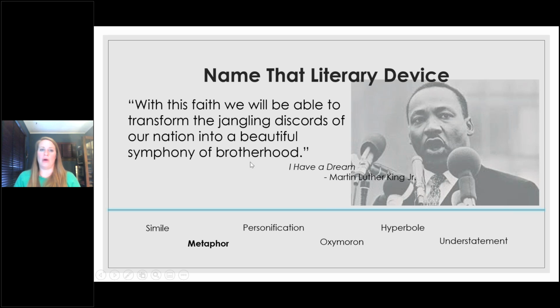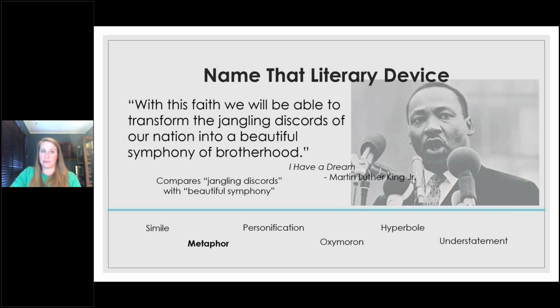And on a deeper level, at the time, MLK Jr. was basically comparing what was happening at the time, the divisive racism in the country, the situation at hand, hopefully sort of turning into a symphony of brotherhood, a time of relative peace and harmony. So he's got metaphors on multiple levels here because he's a wonderful speaker, great speechwriter. So again, we're comparing jangling discords with beautiful symphony. We didn't use like or as, so that makes it a metaphor.